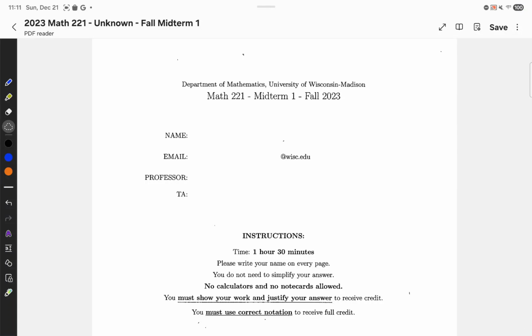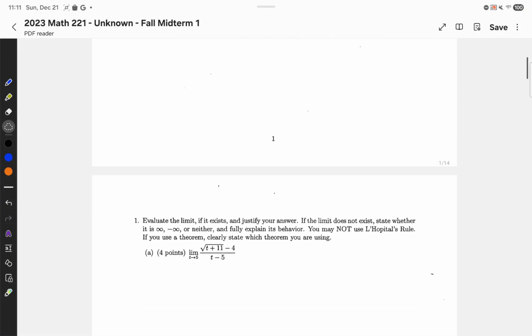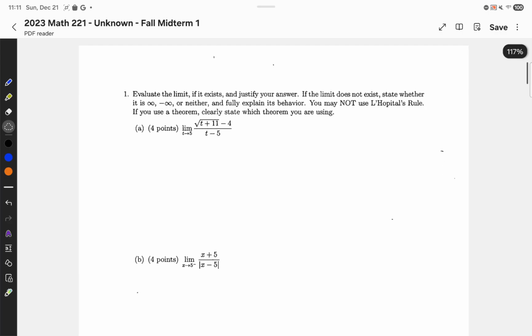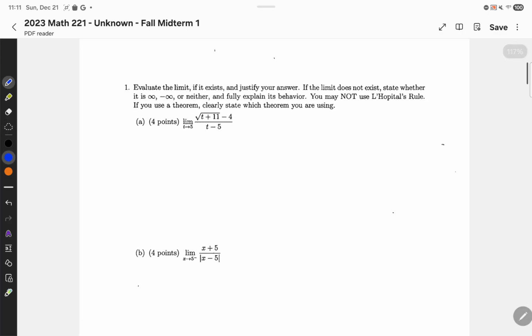Alright, we're good. Let's get started with this MATH221 Midterm 1. So, to get started, we've got question 1. Evaluate the limit if it exists and justify your answer. If the limit does not exist, state whether it's infinity, minus infinity, or neither, and fully explain its behavior. You may not use L'Hopital's, and if you use a theorem, clearly state which theorem you're using.